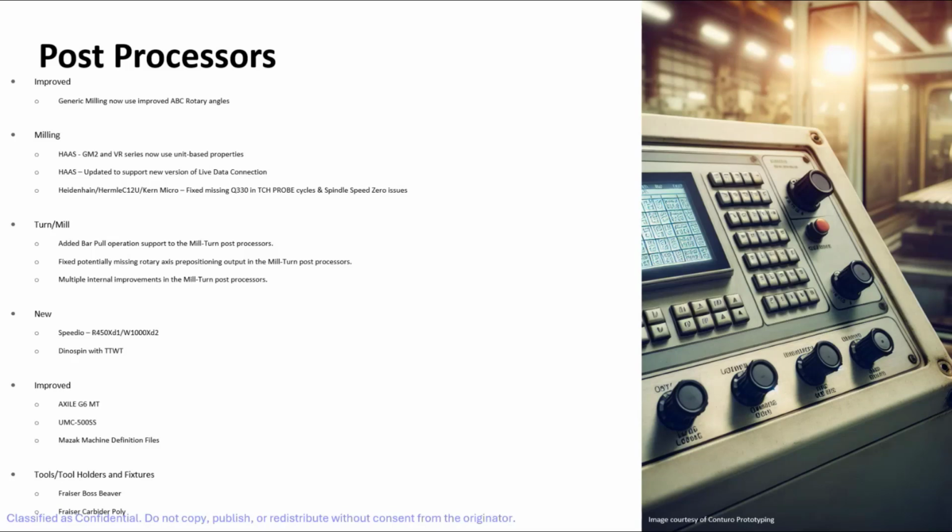For milling, HAAS, GM2, and VR series are now unit-based properties. HAAS updated to support the new version of live data connection. Heidenhain, Hamlet, C12U, Kern Micro: fix missing Q330 in TCH probe cycle and spindle speed zero issue. And for turn, mill, new and improved, Excise T6MT UMC 500SS.